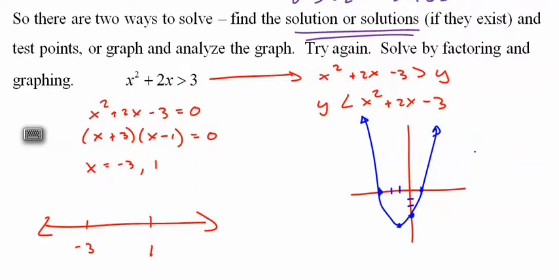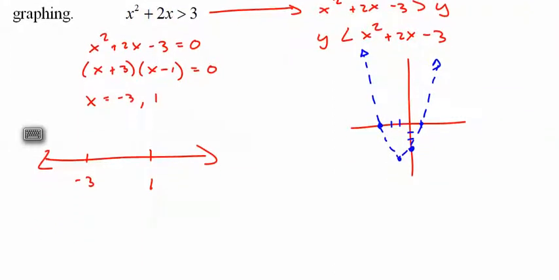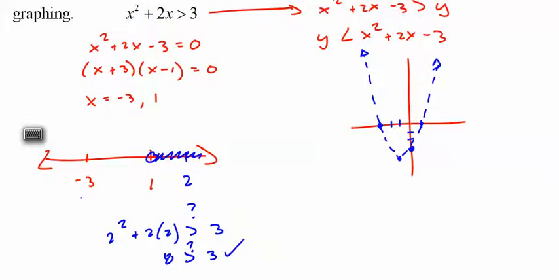Let's test some points and see. By the way, I graphed this wrong. Might as well be precise. So my guess is that 2 will work. Is 2 squared plus 2 times 2 greater than 3? 4 plus 4 is 8. Yes. So we're using this area out here.